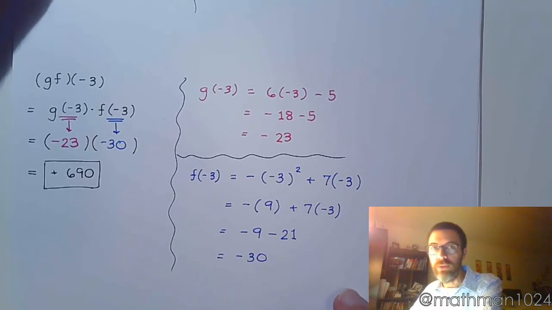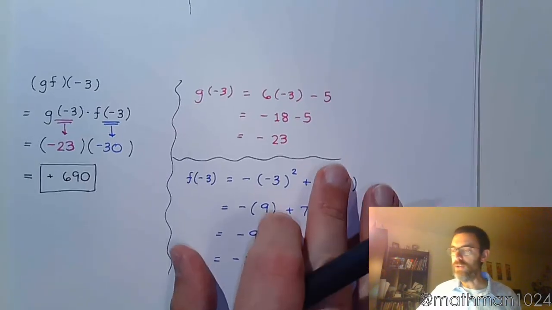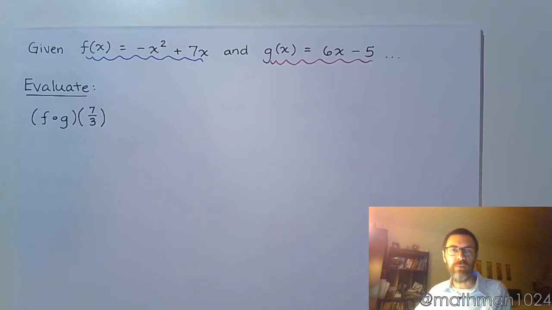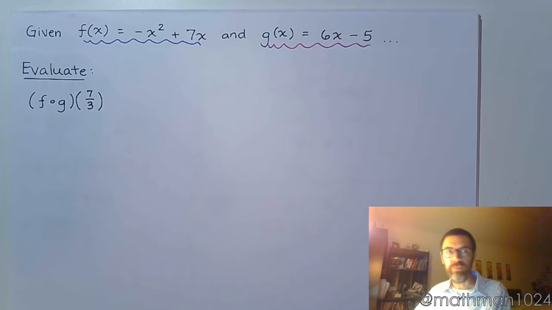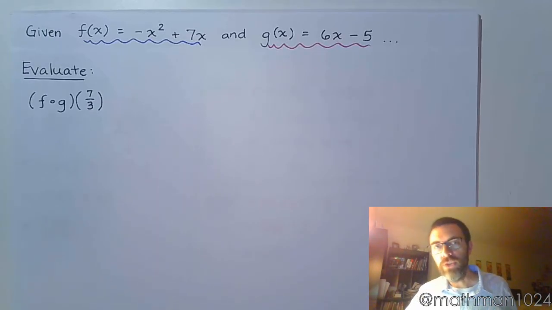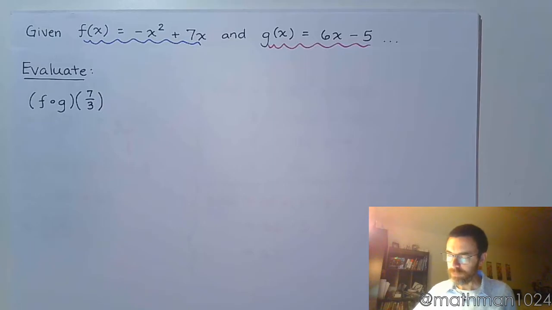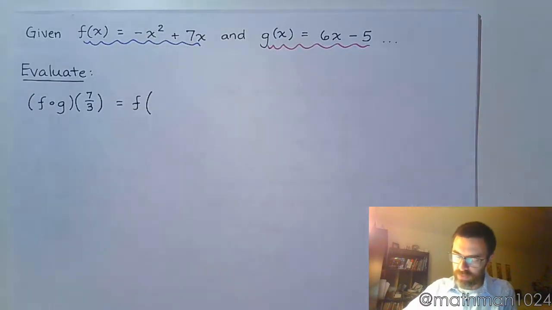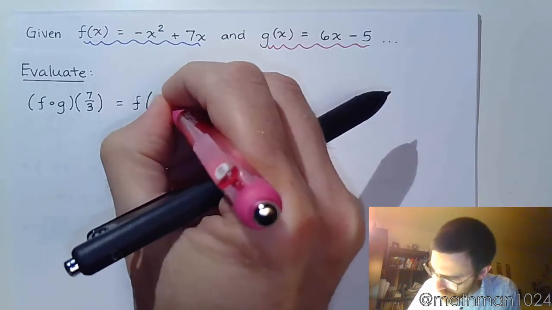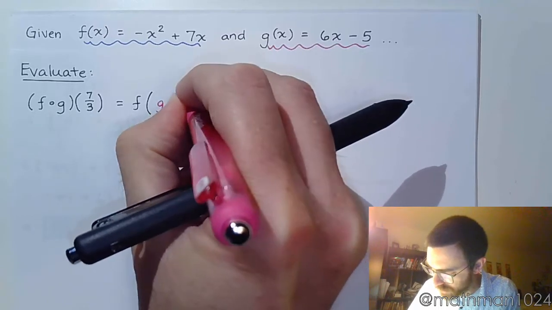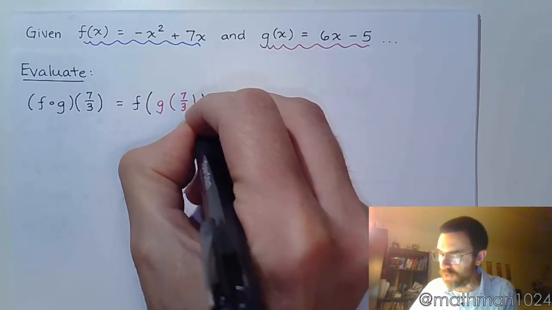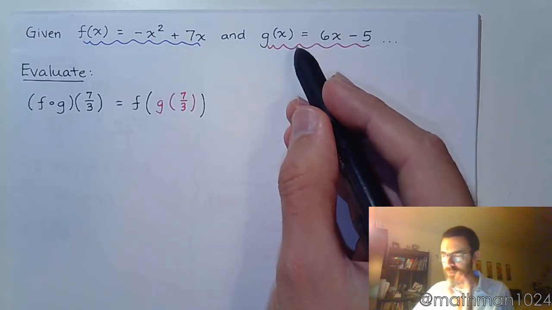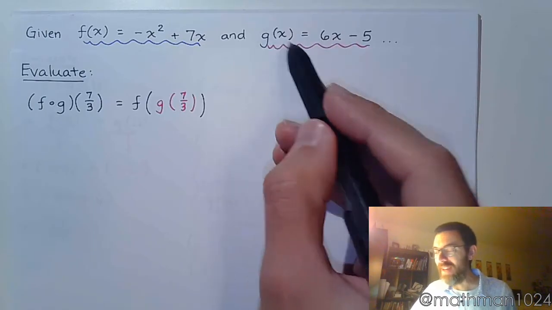Now let's look at function composition. Okay, so we've got some problems here for function composition, starting with this guy. So this says f of g of 7/3. So this means we need to do f of g of 7/3. It's all about the order when it comes to function composition. This is saying to plug 7/3 into g first, get your answer, and then take that answer and plug it into f.